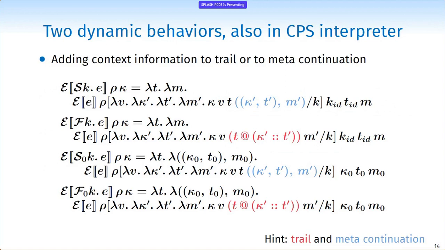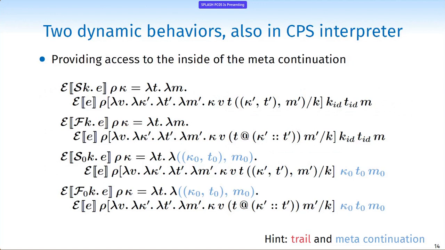How do we add information to the trail or the meta continuation? For example, shift and shift-0 use the meta continuation to track the context information, and control and control 0 use the trail to track the context information. If you look at shift-0 and control 0, these two operators have access to the inside of the meta continuation, so to do so, the meta continuation is expanded like kappa 0, T0, and M0.